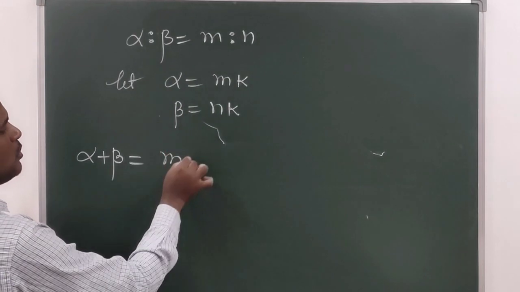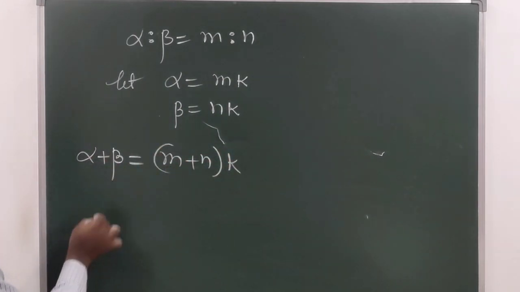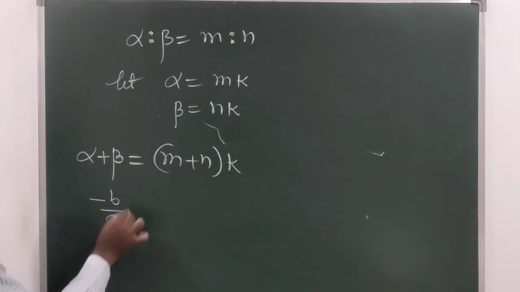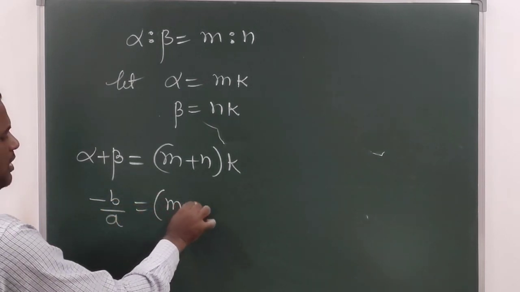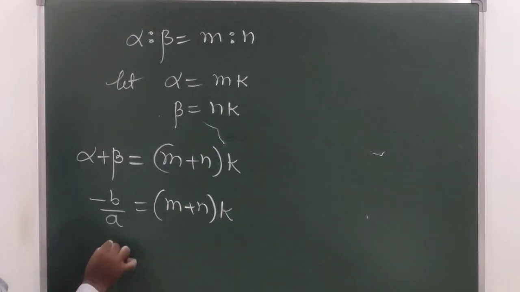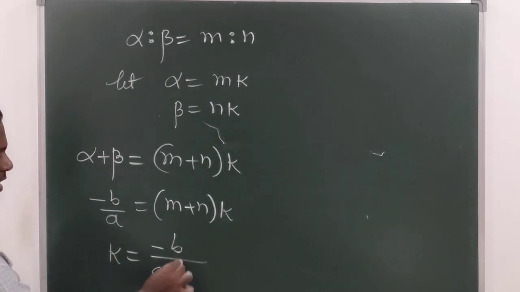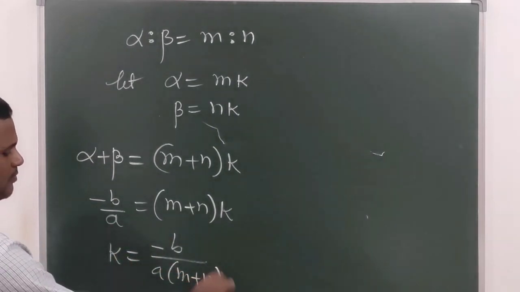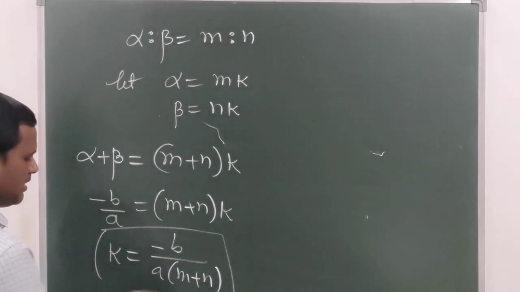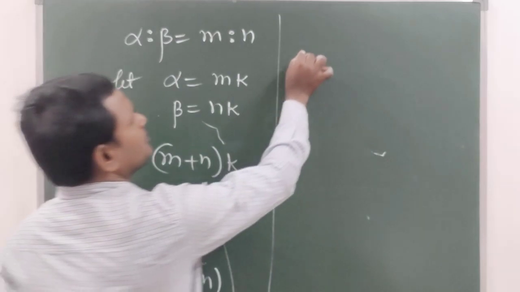When you add these two, we will get m plus n into k. So the sum of the roots, minus b by a, is equal to m plus n into k. Here make k the subject. If you make k the subject, we will get minus b by a of m plus n. Keep it aside. Now let us go to the product of the roots.